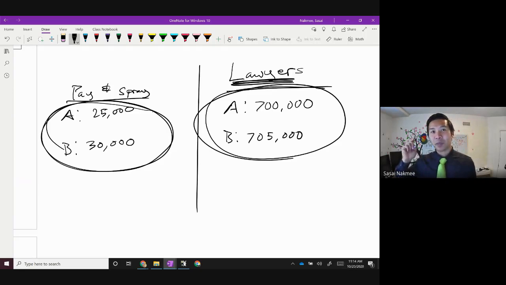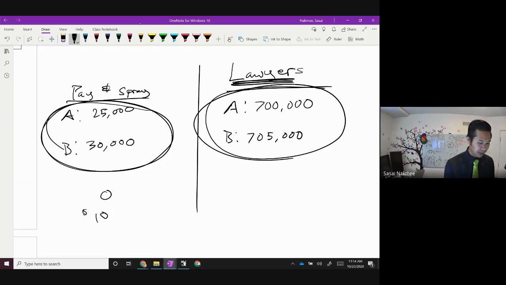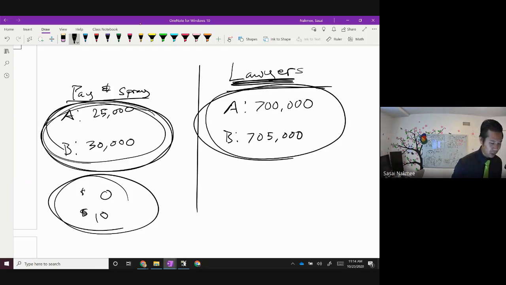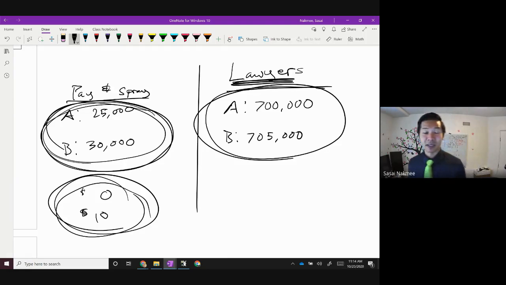$5,000, by the way, would be a big difference for people who don't even have a job. One person gets paid maybe $0 and another person gets paid maybe $10, and you tell them one person is going to get $5,000 more. That's going to be a very big difference. $5,000 there is a huge difference, compared to someone here. That's also a big difference, but it's not as huge as this one. And it all comes down to looking at your data.